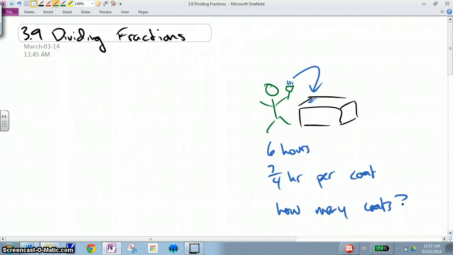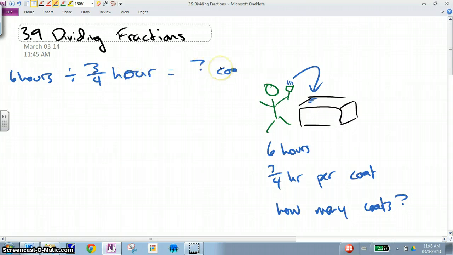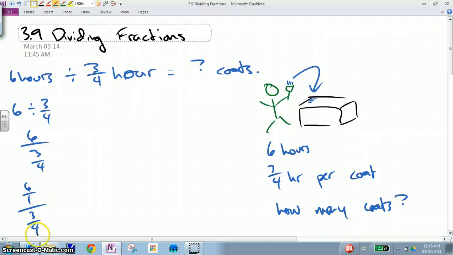I think it's good to look at an example like this, because we see that we're taking the 6 hours and we're breaking them up. We're dividing them into these groups of 3/4 of an hour per coat, right? I could write that out. And we're looking for a number of coats, right? So the division step here is we're taking that 6 and we're dividing by 3/4. And we could rewrite that as 6 over 3/4. Or we could rewrite that again as 6 over 1 divided by 3/4. And now this is where the magic comes in.